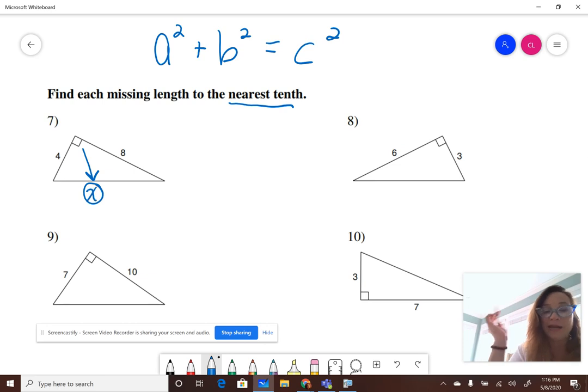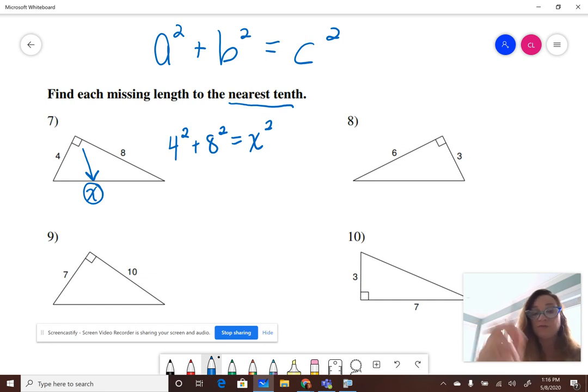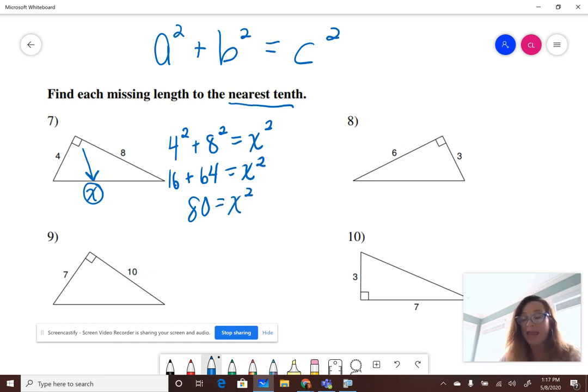That's missing, so I'm going to put an X there. You could put a C, okay? So you have 4 squared plus 8 squared equals x squared. 4 squared means 4 times 4. 8 squared means 8 times 8. Okay, so now we're adding 16 plus 64. That's going to be 80. So now, if you know your perfect squares, 80 is super close to 81, so our answer is going to be really close to 9, okay?